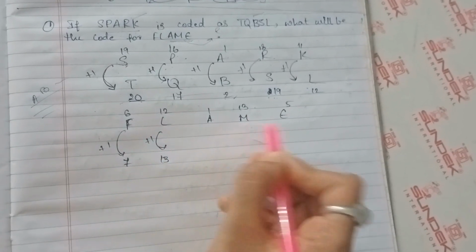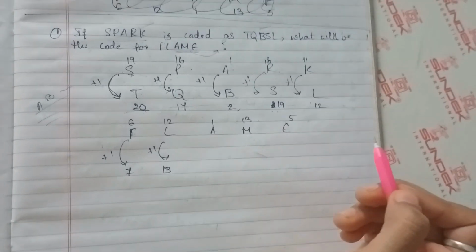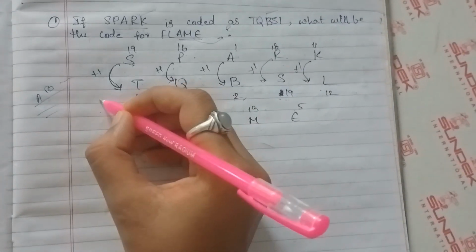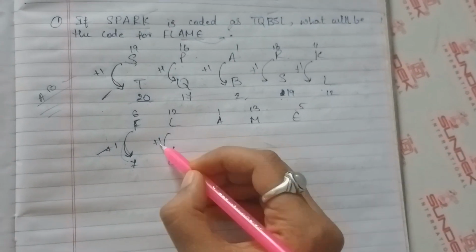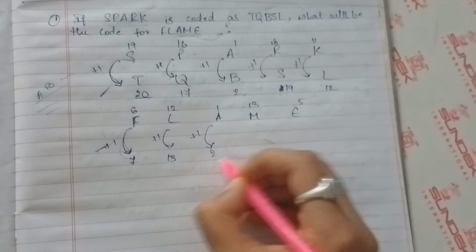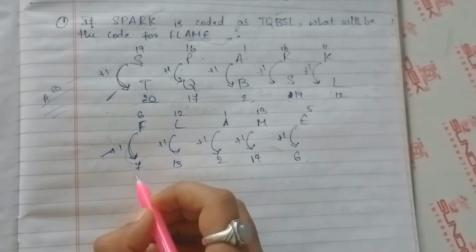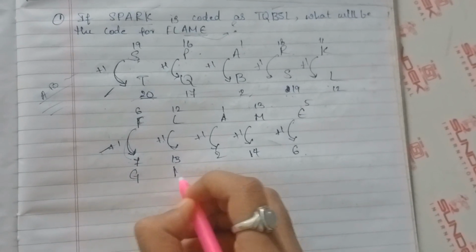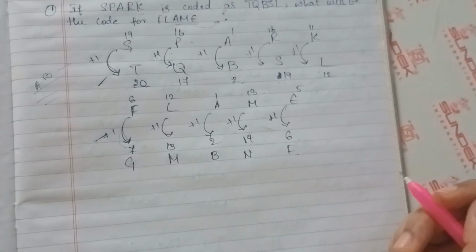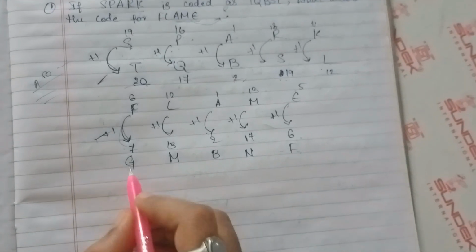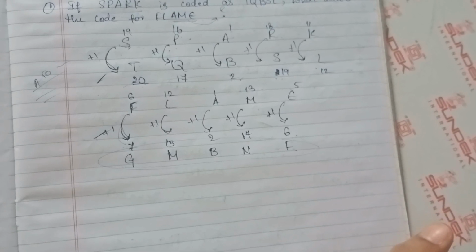So FLAME: 6, 12, 1, 13, 5 are the positions of these particular alphabets in the alphabetical order. 6 plus 1, the same trick applies here also. Plus 1: 6 plus 1 is 7, 12 plus 1 is 13, 1 plus 1 is 2, 13 plus 1 is 14, and 5 plus 1 is 6. So 7 is G, 13 is M, 2 is B, 14 is N, 6 is F. This is the way I have remembered. So this can be easily identified when you just know which alphabet belongs to which position.